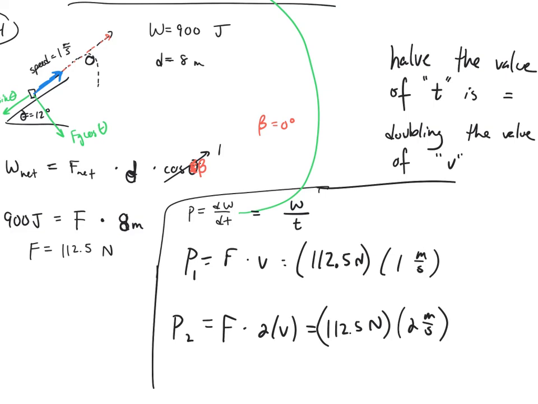This power is 112.5, this power is 225. So the concept of power is really important. You need to understand the definition first, because without that definition of power, we wouldn't have even known that we were trying to find power, and therefore use the formula F times V. F times V for your power.